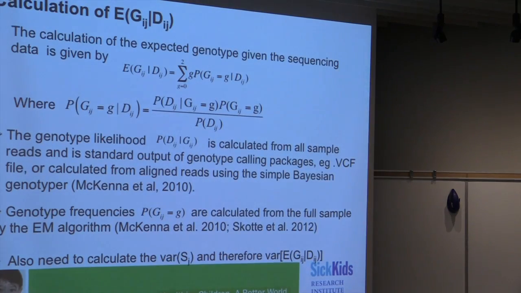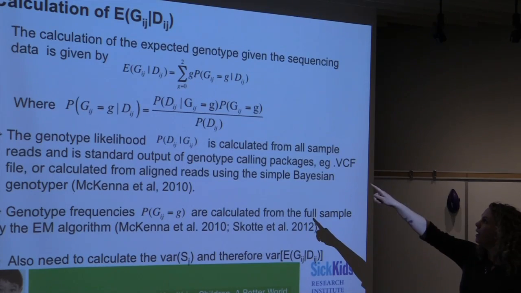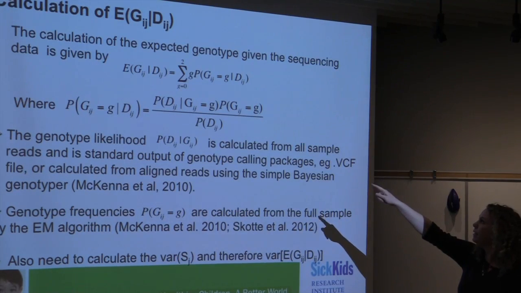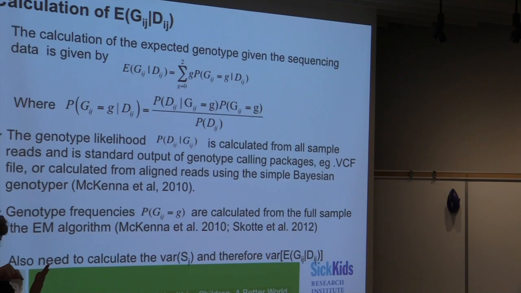And to calculate the expected genotypes given the reads, we just sum over the three possible genotypes for a biallelic variant times the probability of the genotype given D_ij. And that's solved by just this application of probability laws, where the probability of D_ij, the probability of the reads given the genotype, is the genotype likelihood that we're getting out of the VCF file. And the probability of G_ij in the numerator for that is just a genotype frequency. So all of these components are actually just output of a standard VCF file, which is very convenient.